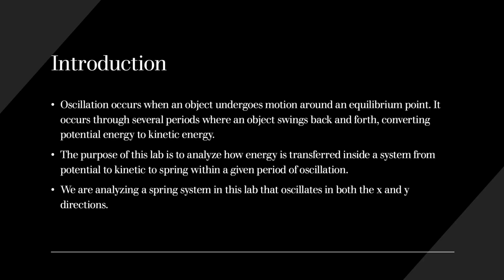Oscillation occurs when an object undergoes motion around an equilibrium point. It occurs through several periods where an object swings back and forth, converting potential to kinetic energy. The purpose of this lab is to analyze how energy is transferred inside a system from potential to kinetic to spring within a given period of oscillation. We are analyzing a spring system in this lab that oscillates in both the x and y directions.